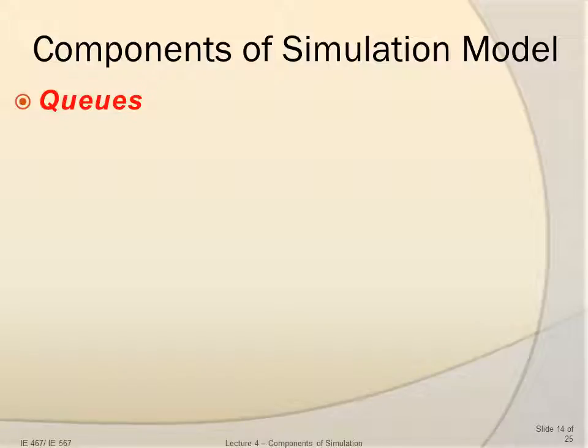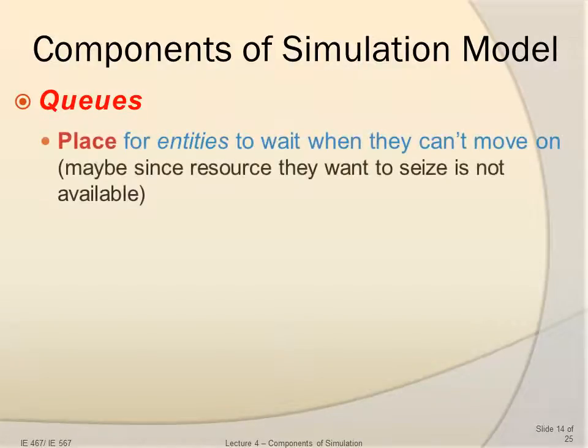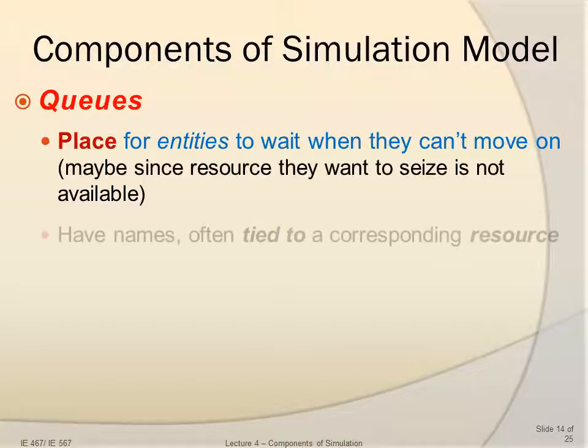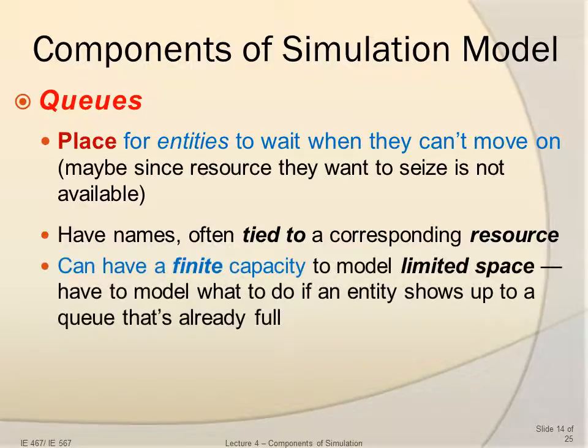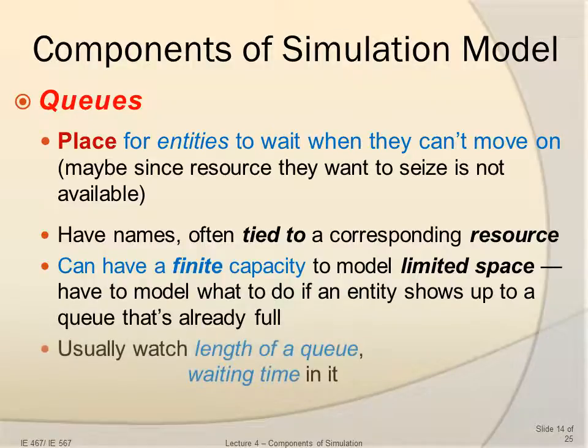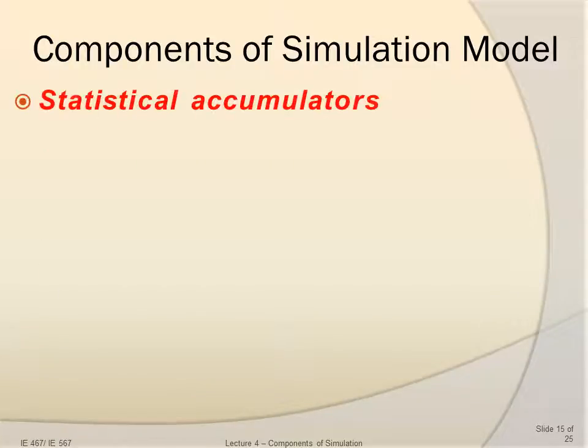Another important component is queues. Queues are places for entities to wait when they cannot move on. For example, maybe a resource they want to seize is not available. Queues also have names, and they're often tied to a corresponding resource. Queues can have a finite capacity to model limited space, and we have to model what to do if an entity shows up to a queue that's already full. Usually, we need to watch the length of a queue and the waiting time in it.